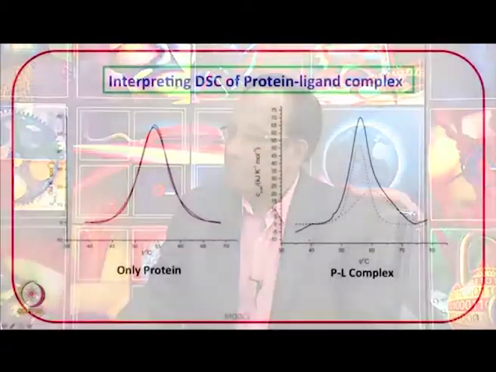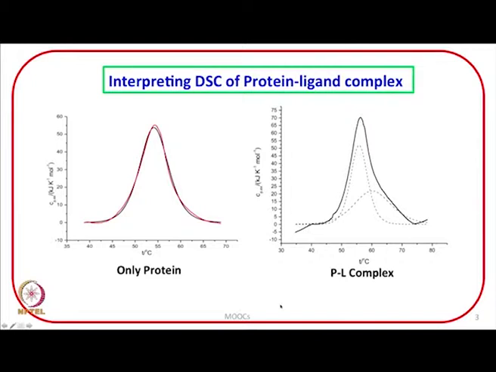Now let us go back to the slide and take a look at this DSC curve. One way of interpreting this kind of DSC curve is that at equilibrium there are sufficient amounts of both PL and P, which are showing up as two separate transitions. The one at higher temperature can be due to the PL complex unfolding, and the one appearing at a lower temperature corresponds to the protein which is still unligated.